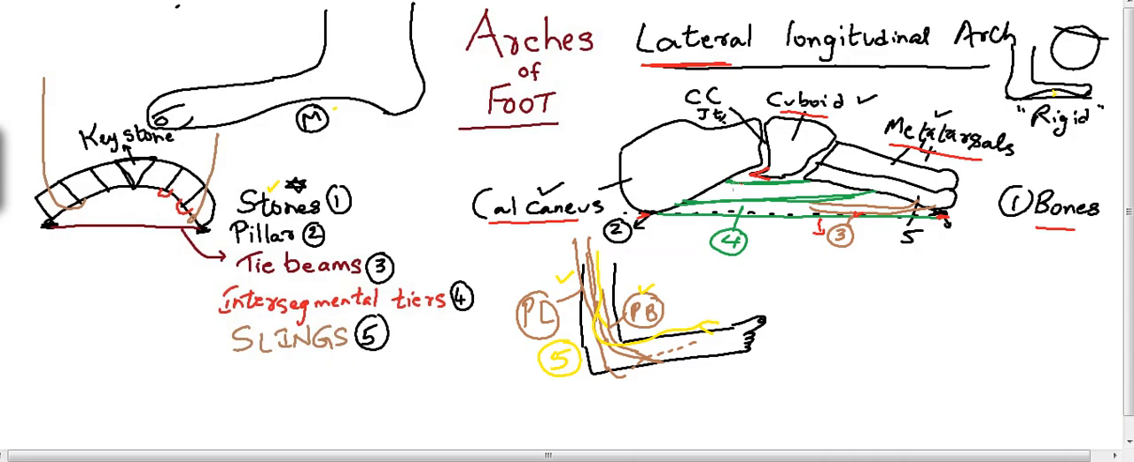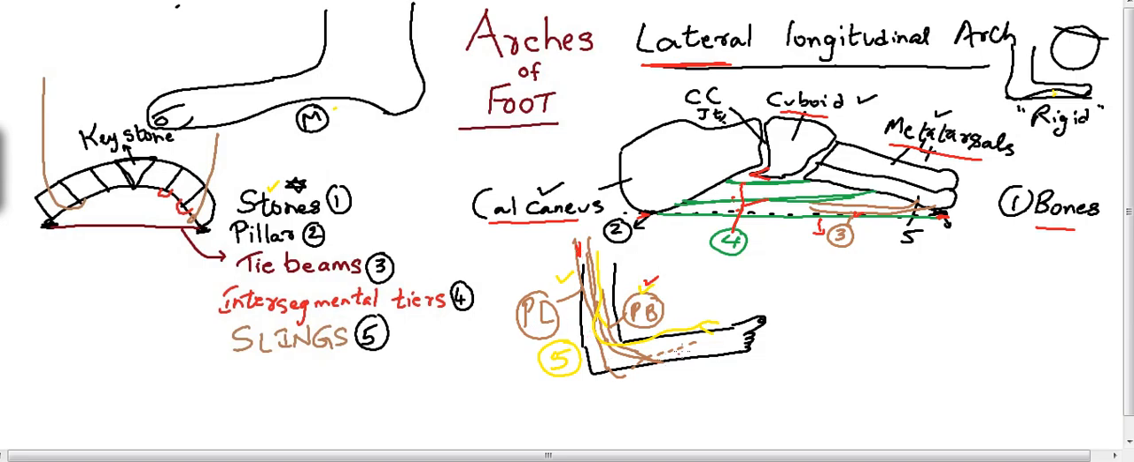Next, moving on to the intersegmental tires. You can see the long plantar and the short plantar ligaments. These two ligaments are the intersegmental tires. Short plantar and long plantar ligaments. Last but not least, the slings are the peroneus longus of the lateral compartment of leg and peroneus brevis.